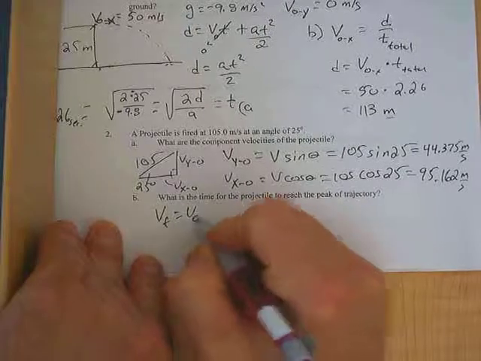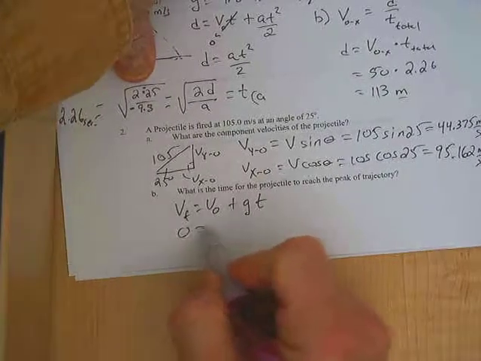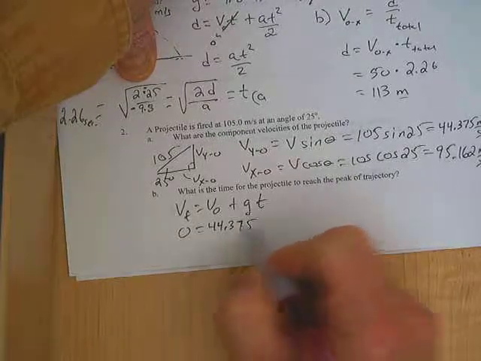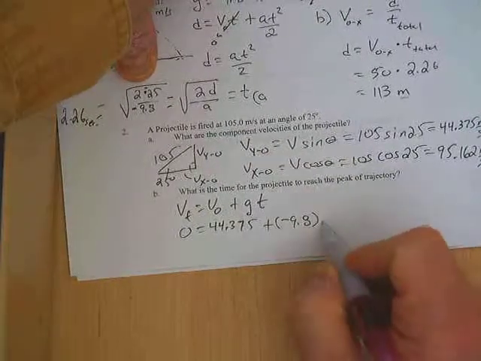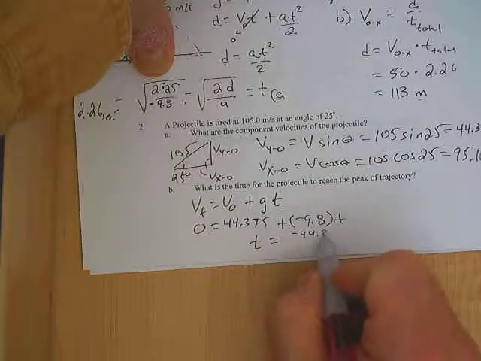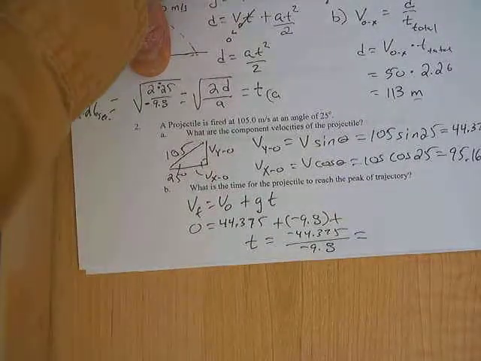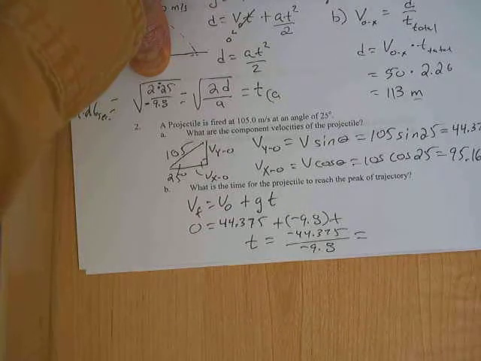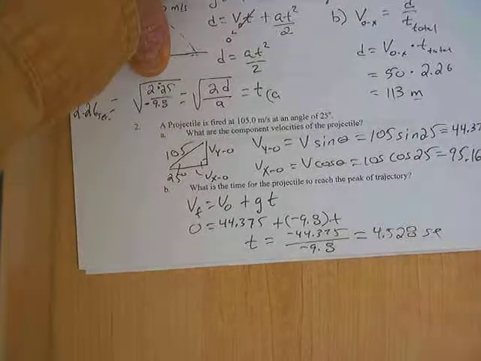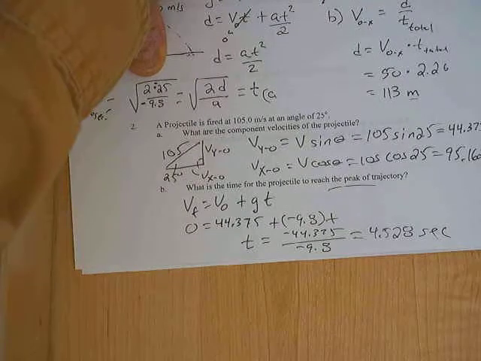So my equation is going to be v sub f equals v naught plus, I'm going to put g there. This is 0. This is 44.375 plus negative 9.8 times t. And t is going to equal negative 44.375 over negative 9.8. And that t peak is, Cami, 4 point what? 4.528 seconds. Time to peak.